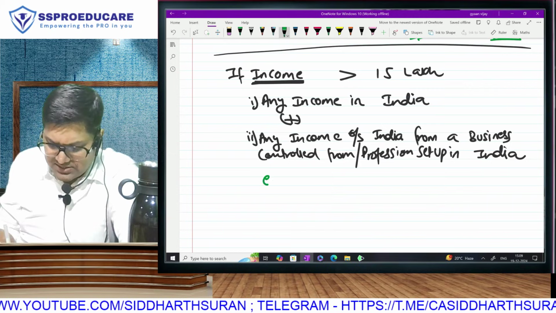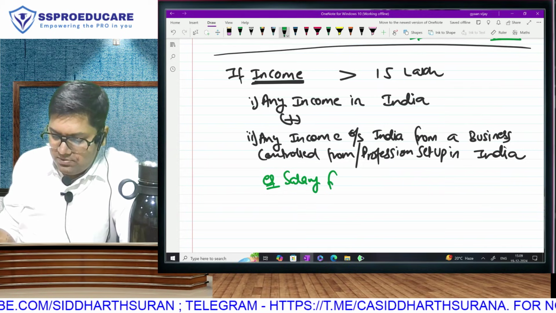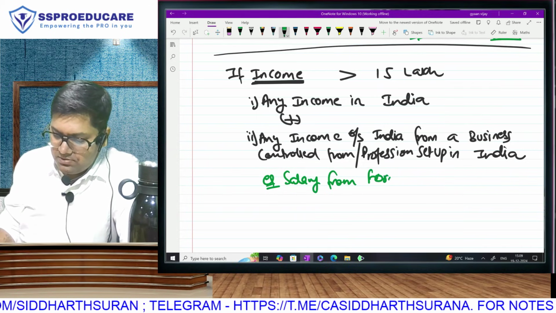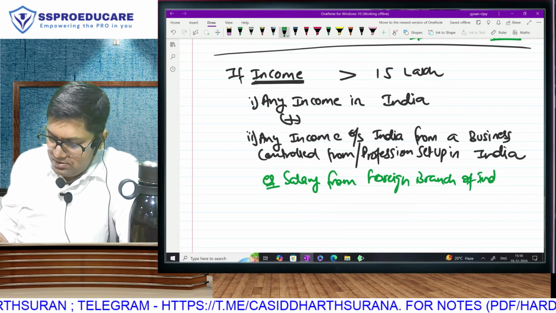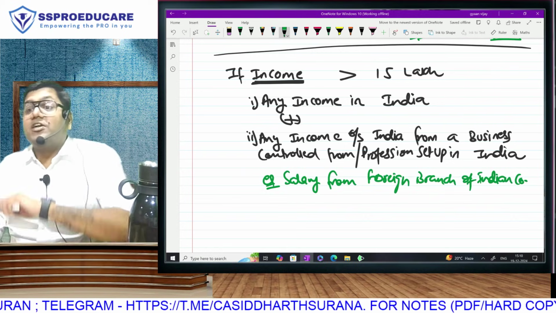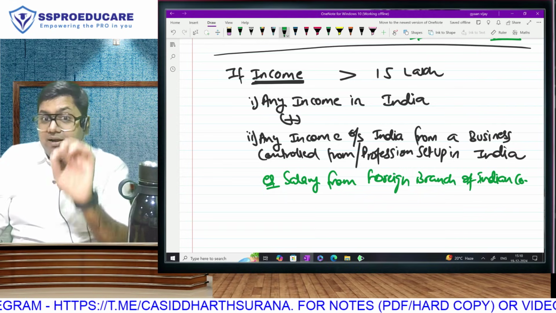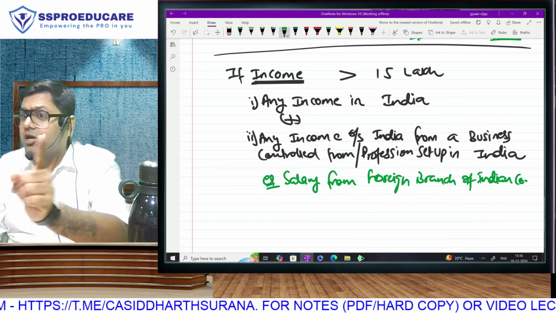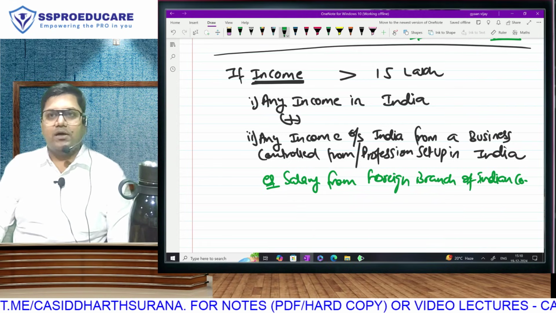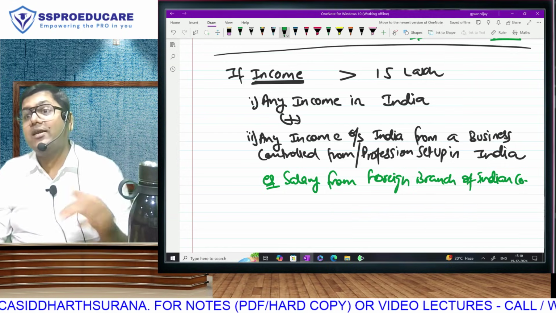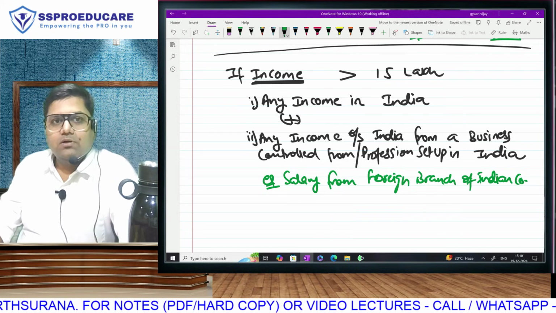I have discussed an example in today's lecture. You are getting salary from a foreign branch of an Indian company. Think about it. Is this foreign income? But is it being controlled from India? So we will consider this. Then in India, which income will you take? Everything, all incomes in India. But for foreign, which income will you take? Only those which are being controlled from India.